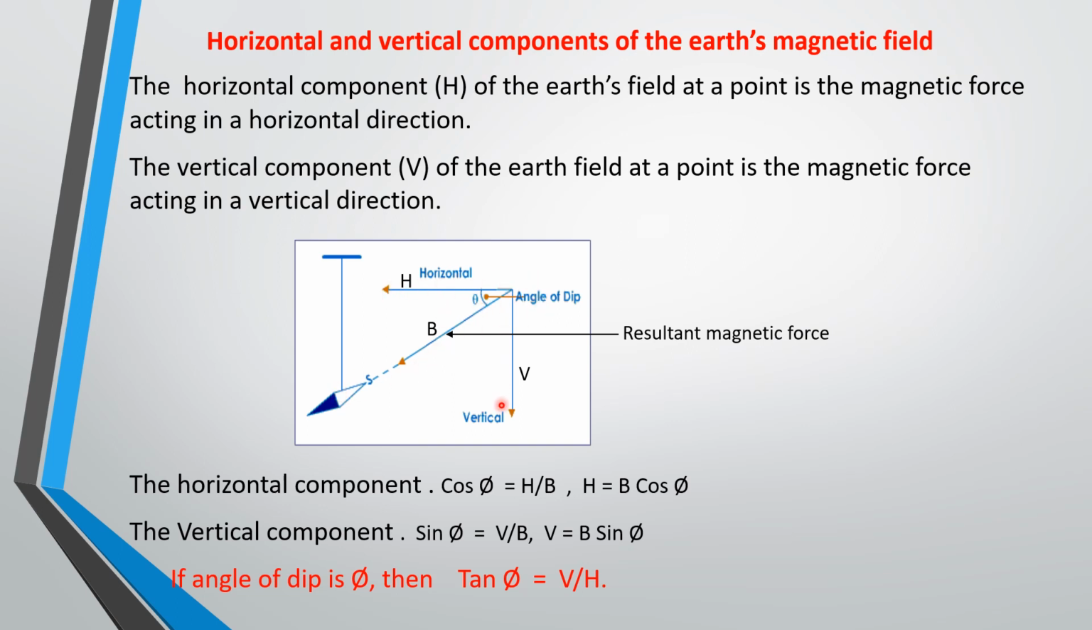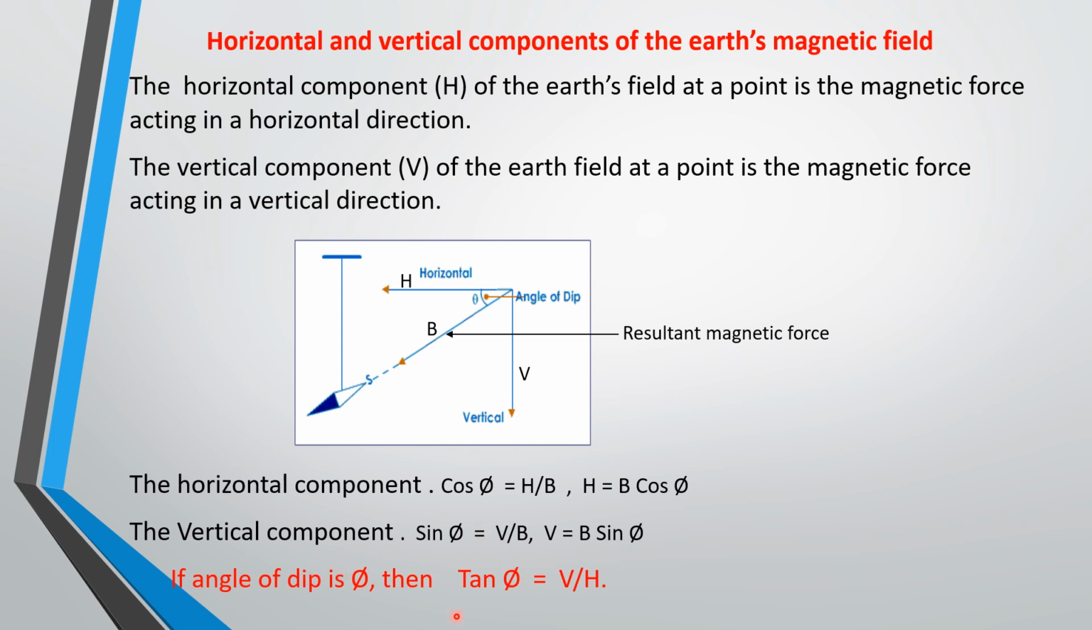So if you look at this drawing, you find out that the horizontal component is represented by cos theta equals H over B. You know, cosine is adjacent over hypotenuse. Okay, so that's it. So H is equal to B cos theta. The same thing is done for the vertical component. Vertical component V is equal to B sin theta. Okay, the vertical component of this is equal to B sin theta.